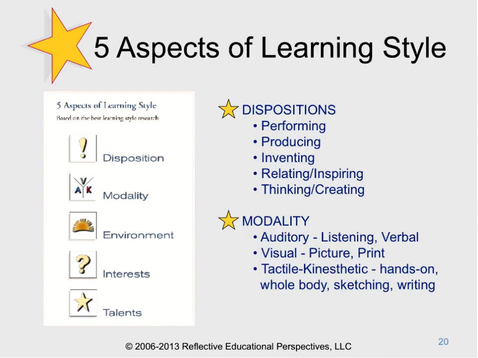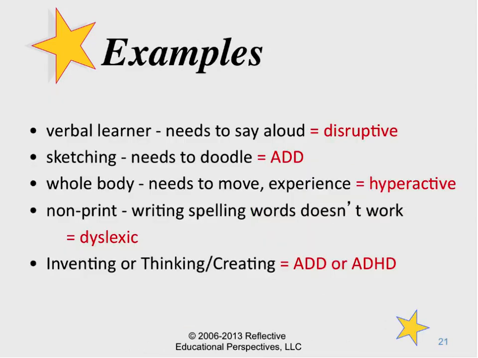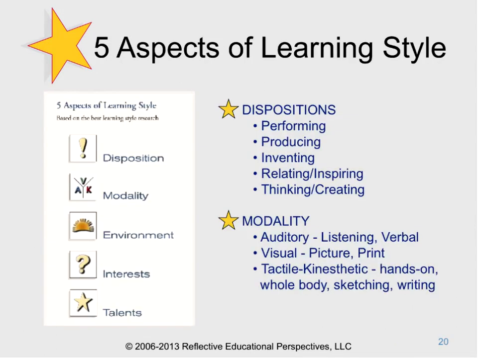So on the system I helped to create, we have 5 aspects of learning style. The little chart shows you all of them: disposition, modality, environment, interests, and talents. I'm going to briefly touch on dispositions and modality this morning. I'm going to go to the next slide so that we can take some of these apart. Let me go back again just for a second. Okay, let's just do this under dispositions.